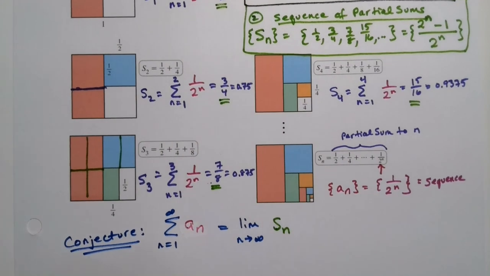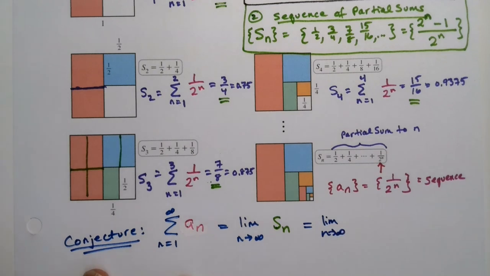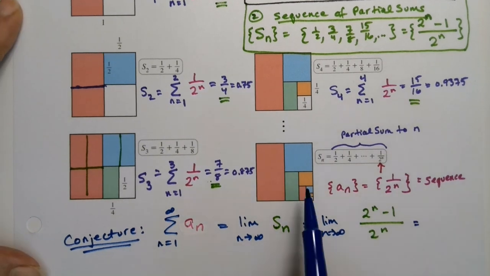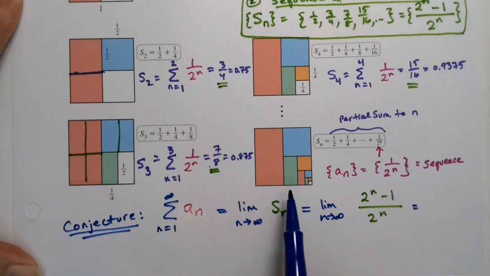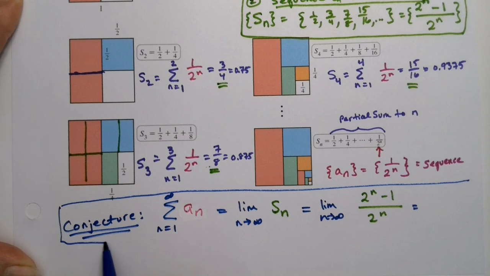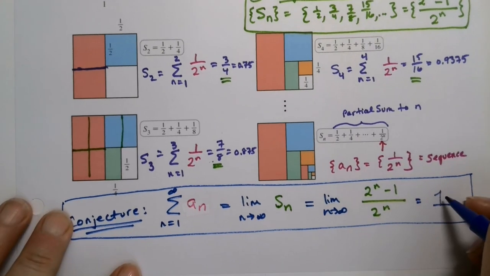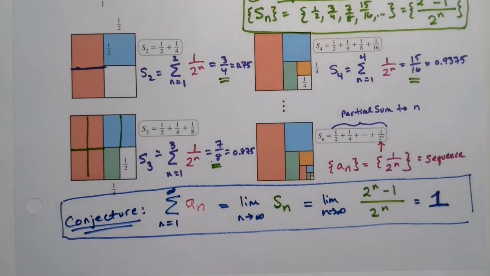Where are we going to? Which is equal to the limit as n goes to infinity of that new formula I came up with, 2 to the n minus 1 over 2 to the n. Where do you think that's going? Look at these squares. Where is this heading to? I'm going to put a box around this conjecture because it's very big and important. It's heading to 1. Check it out, right? You can add to forever and be going to 1. Let me prove it to you.